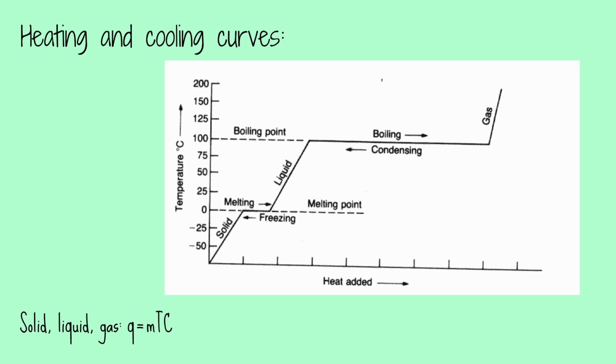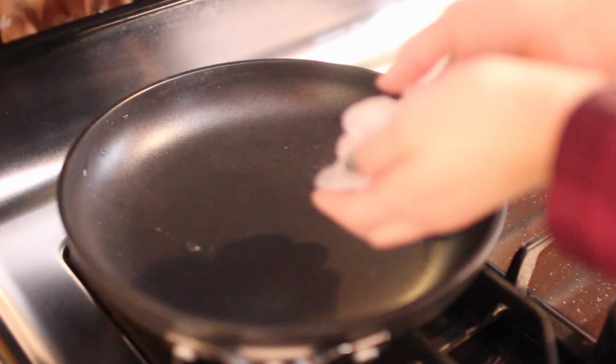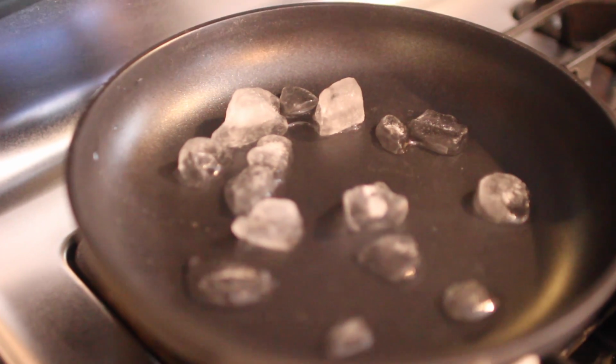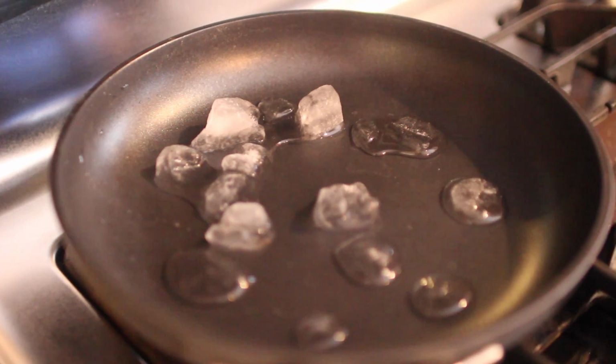The three slopes of solid, liquid, and gas have a change in kinetic energy, therefore there's a change in temperature. This is the heating curve that you just saw on the graph in real life. A solid, liquid, ice turning into steam.